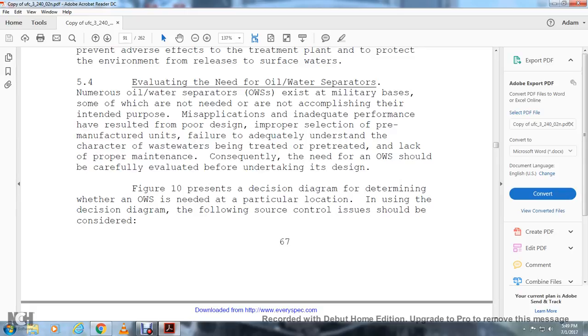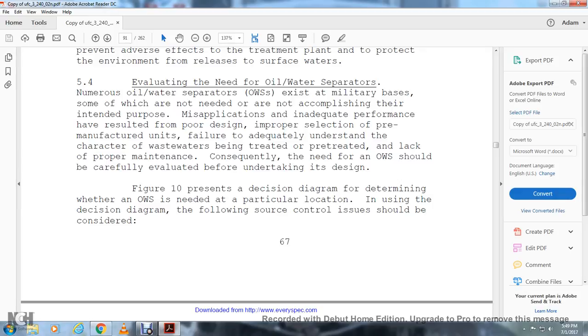5.4. Evaluating the need for oil wastewater separators. Normal oil water separators exist on military bases, some of which are not needed or have not accomplished their intended purpose. The missed application and inadequate performance have resulted from poor design, improper selection of pre-manufactured units, failure to adequately understand the characteristics of the wastewater being treated and pre-treated, and lack of proper maintenance. Consequently, the need for the oil wastewater separator should be carefully evaluated before undertaking its design.